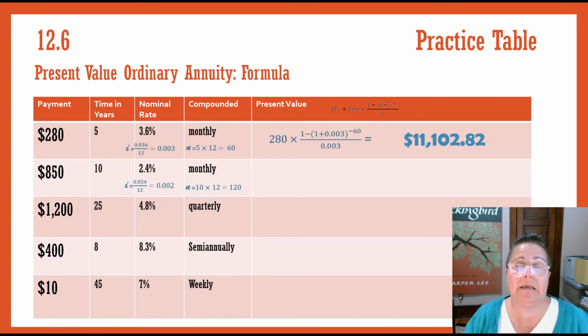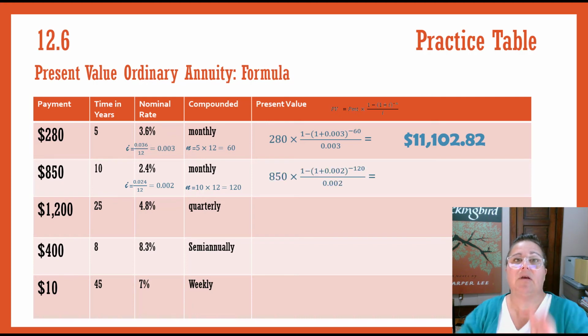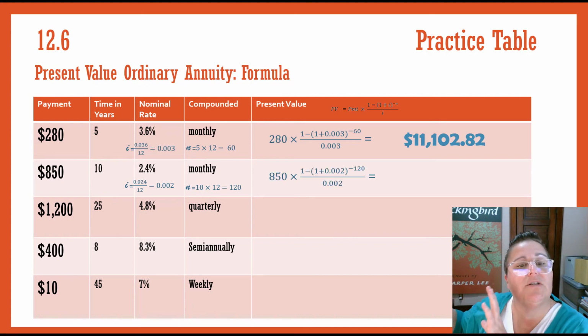All right, making the substitutions into the formula. 850 times, we want to do that whole fraction part first. 1 minus 1 plus 0.002 to the negative 120th. Divide that by 0.002. We're going to start with the parentheses. With your calculator, we're going to do 1 plus 0.002 to the negative 120th power. So 1.002 to the negative 120th power.